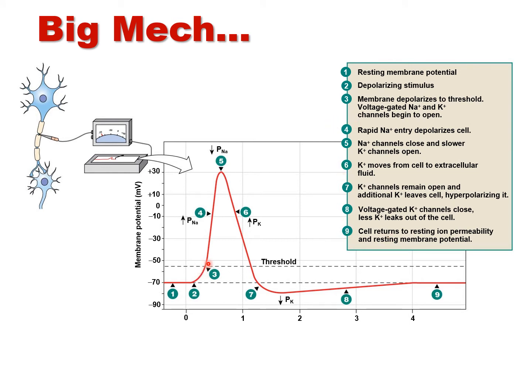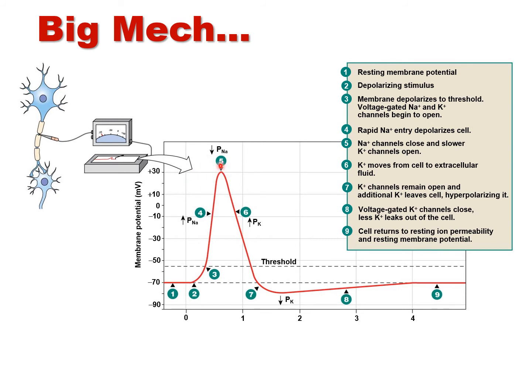At 3, when we hit threshold, channels open up, and these are sodium channels. It's a voltage-gated sodium channel, so when the voltage is sufficient to trigger that first gate, sodium flows in. The membrane becomes permeable, increased permeability to sodium. As sodium flows in, it really depolarizes the membrane. We go all the way to plus 30. We shot right past 0, we hit plus 30.